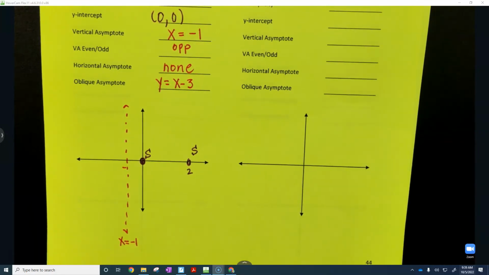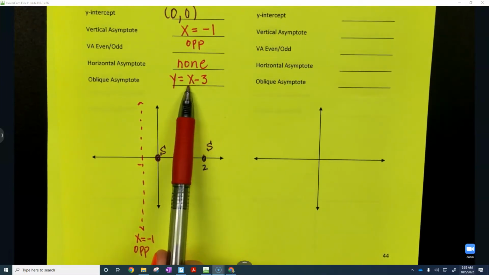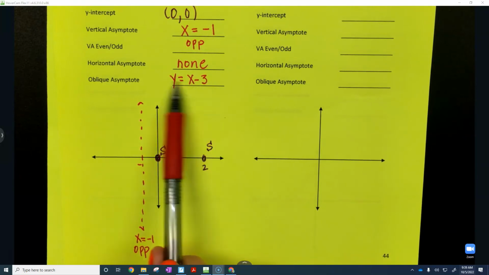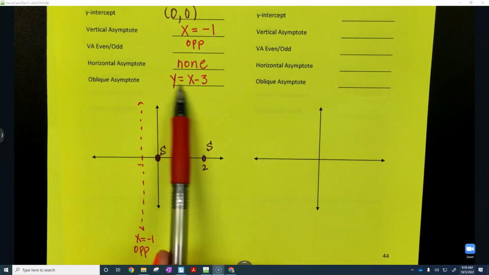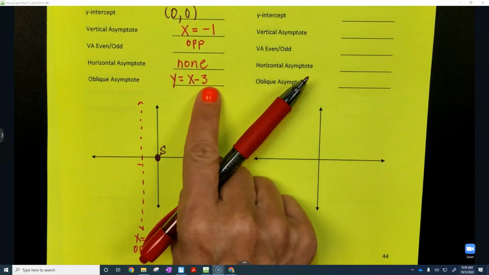And then what do you have to write under there? Opposite. Okay, so listen. The oblique asymptote is just y equals x minus 3. Guys, when I graph that, where's the y-intercept? Or no, for just that line. Where's the y-intercept for that line? -3. Remember, that's the y-intercept for that line.